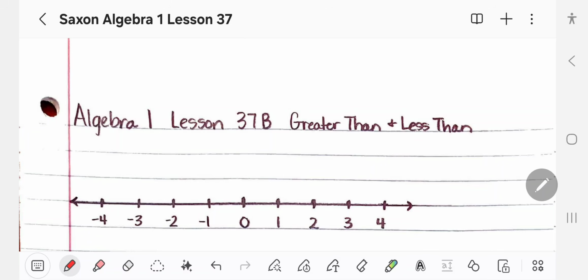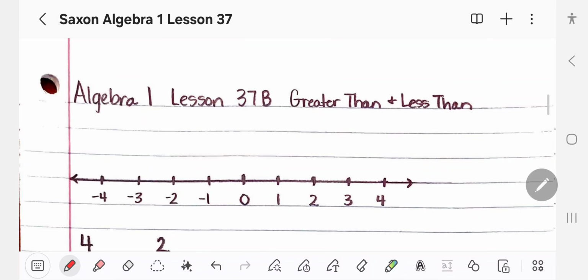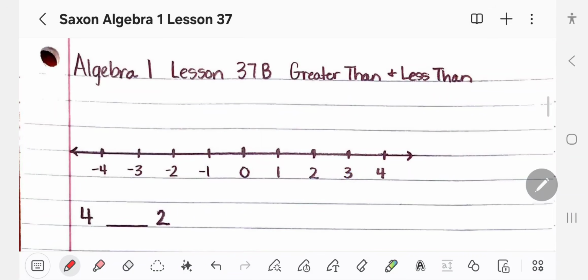Now we could graph a number here. Let's graph the number, well, here's an example. We'll graph the number 4. We just put a dot on 4, and then let's graph the number 2. Now, there's a blank. I left a blank there. So we're going to try to say how these relate to each other.